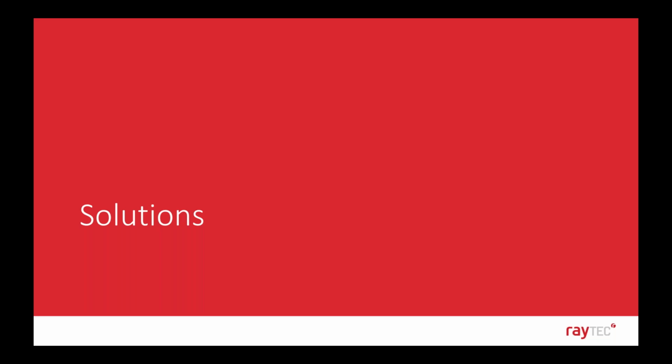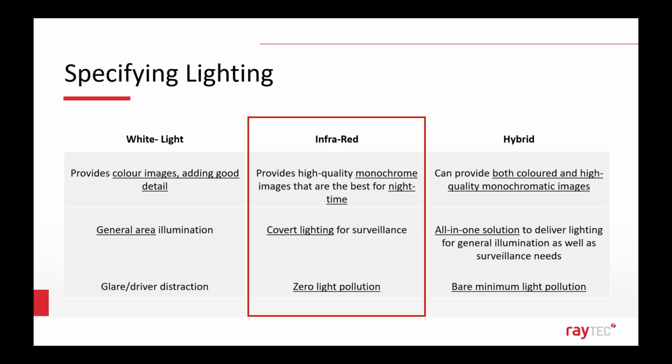So onto solutions. From Raytec, you've got three main variants of products. So you've got white light, which provides color images. Obviously, white light is visible light, so completely within the human spectrum of visibility. We generally see white light being used for applications that require it. We'll touch on that in a second.